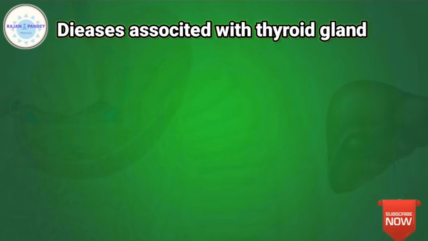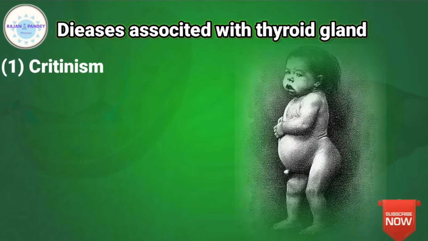Now we discuss the disorders associated with the thyroid gland, in which first is cretinism. Hyposecretion of thyroxine during birth or growth years may lead to cretinism. Cretinism is also called childhood hypothyroidism. Two important symptoms are dwarfism and mental retardation.